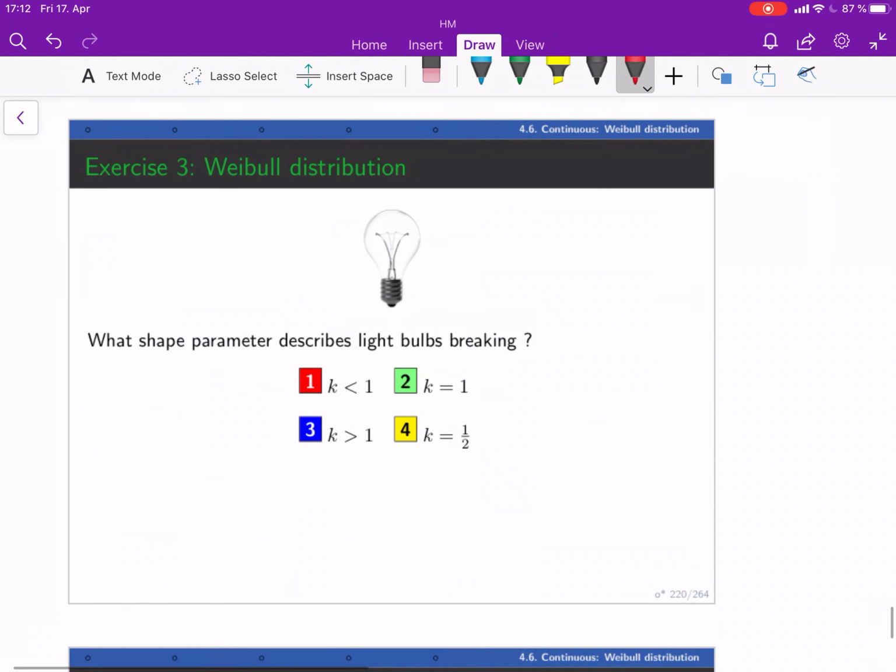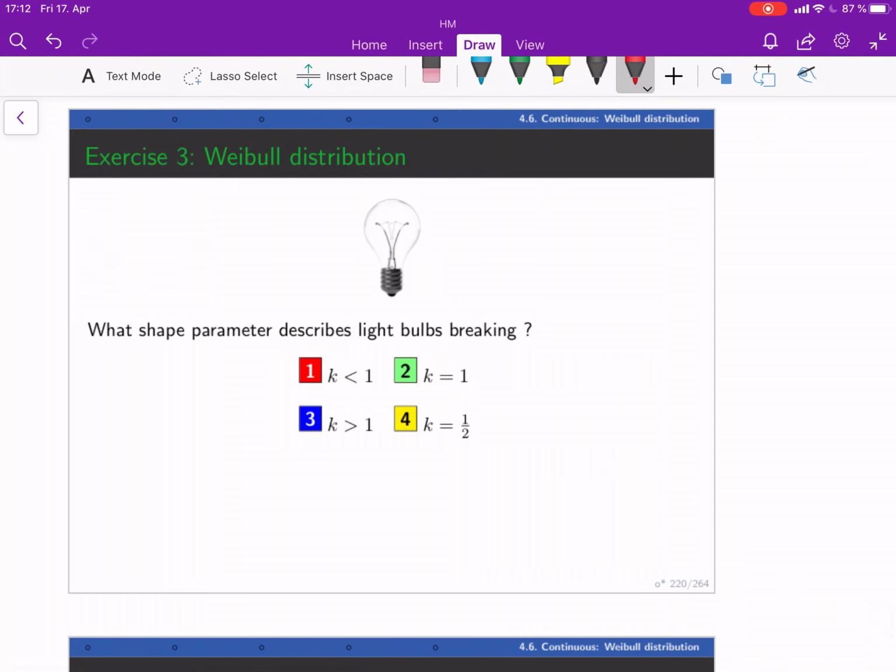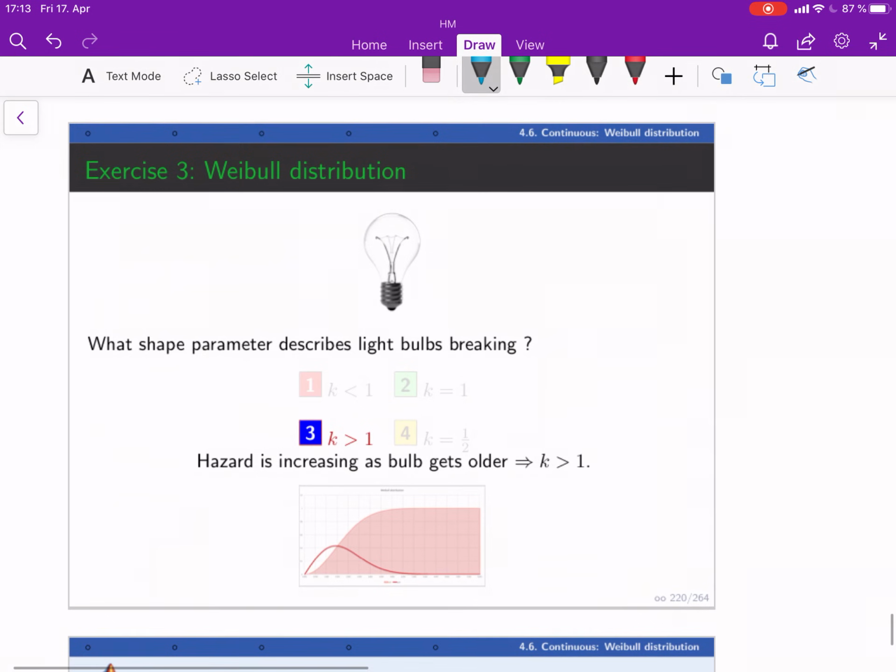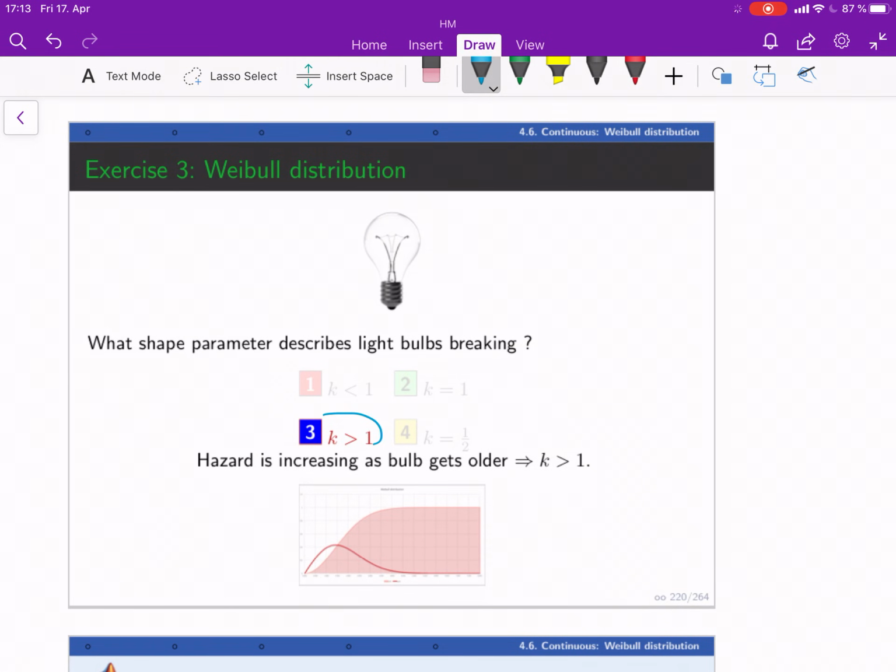Just the last example, just to get the feel, and Andreas in his lectures on quality management is going to take you through a lot more things with Weibull. There's just a taster here. So a light bulb breaking after a certain time. What shape parameter would we use? Have you guessed? Yes, k bigger than 1.